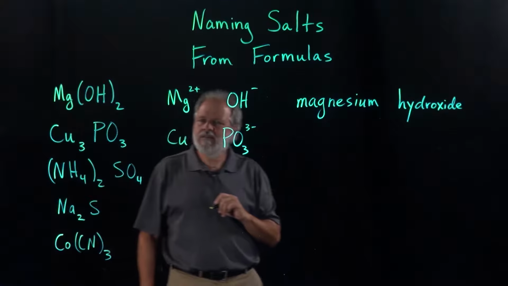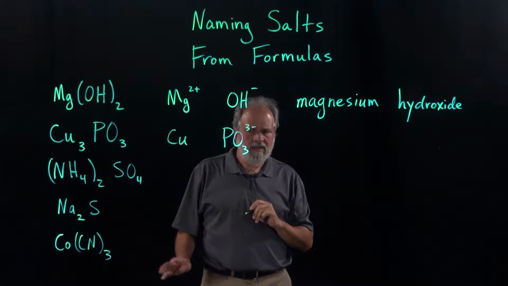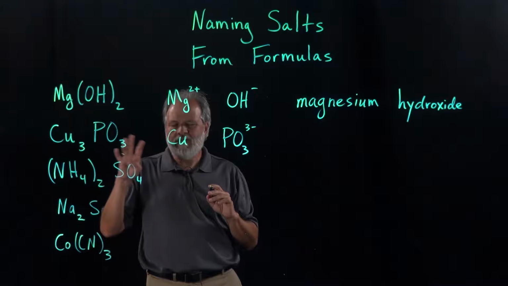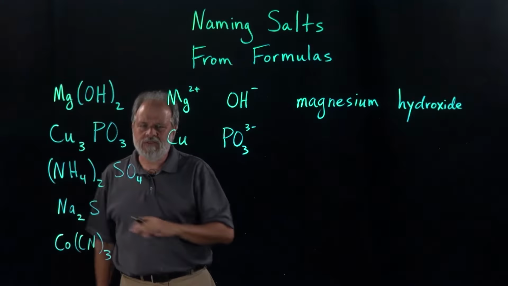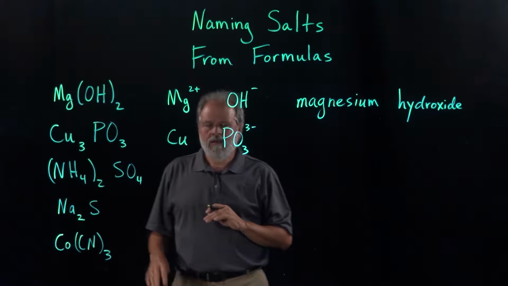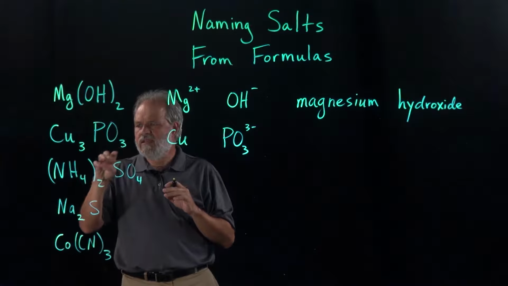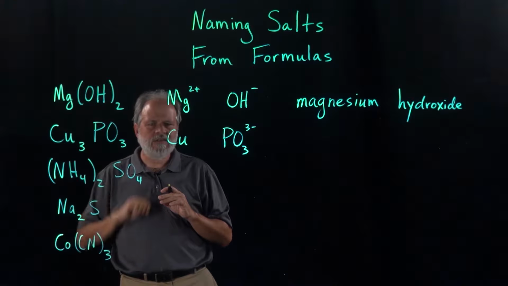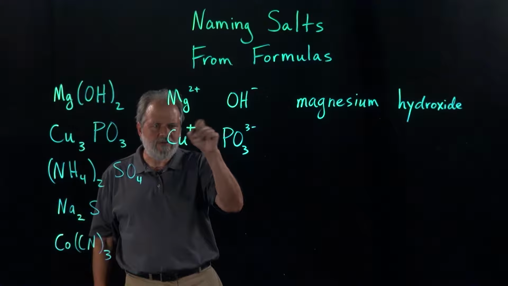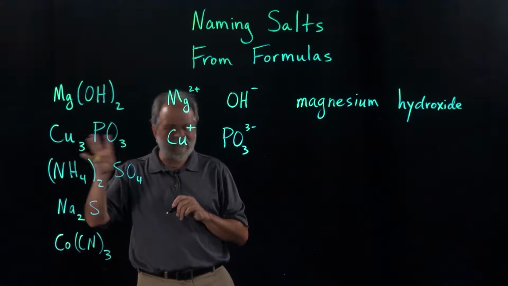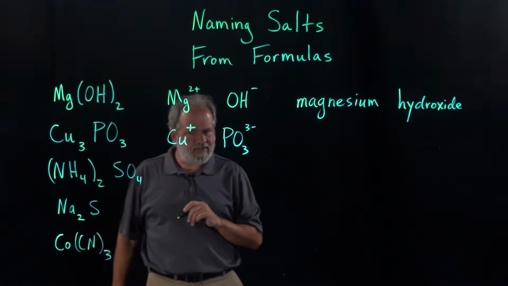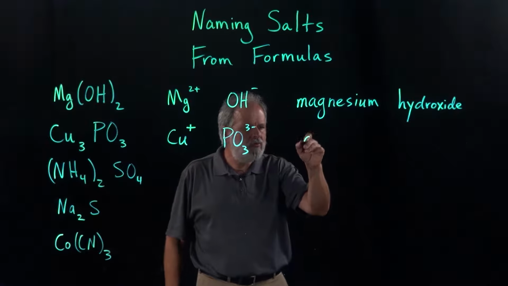Now copper can be either +2 or +1, so here we have to figure out from the charge of phosphite and the formula, what's the charge of the copper going to be? Well, if this is a 3 minus, and I have 3 copper ions, they have to be 3 +1 charges. Because if I had 3 +2s, that would be +6 and -3. That does not add to 0. So this is copper 1.